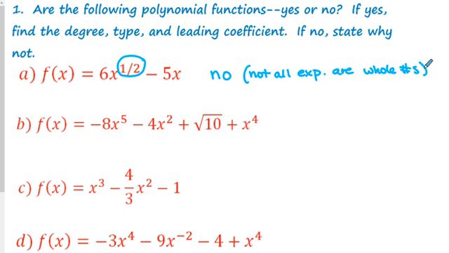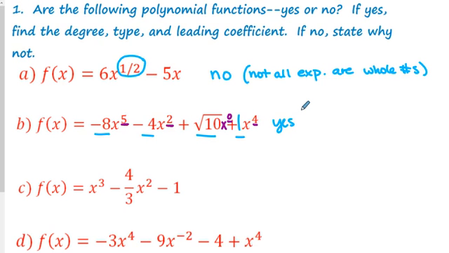And for part B, let's check out our exponents. We have 5, 4, we have an invisible x to the 0 here. We have, oops, that's not a 4, that's a 2. I don't know my numbers, do I? 5, 2, 0, 4. Those are all whole numbers, so it meets that criteria. And then we have coefficients, real number, square root 10 is a real number, 1 is a real number. So yes, it meets all the criteria to be a polynomial function.